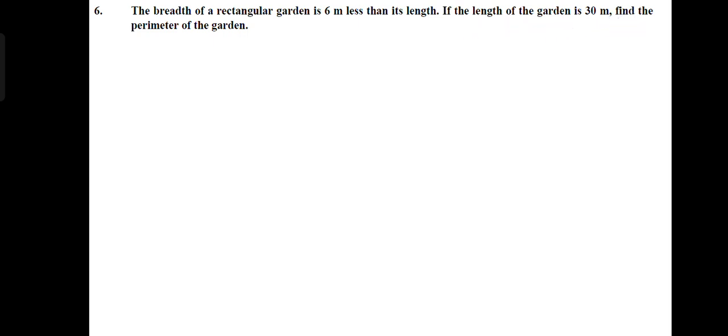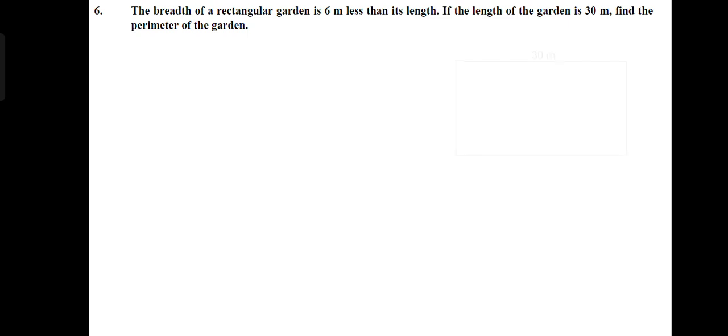Okay, so we are asked to find the perimeter of the garden. As you can see here, it's a rectangular shaped garden, so we will have to use the formula of rectangle. And what we are asked to find is the perimeter of the garden, so we will use the formula for perimeter of rectangle. Why rectangle? Because it is a rectangular garden.